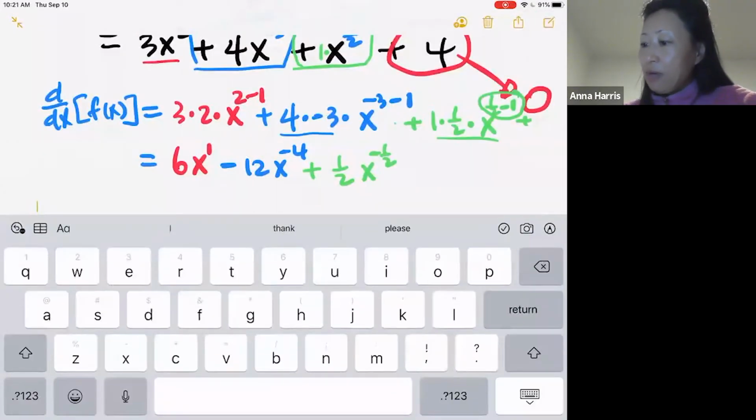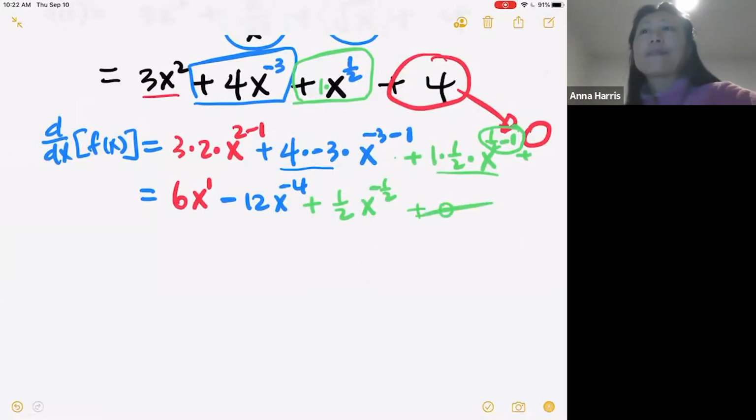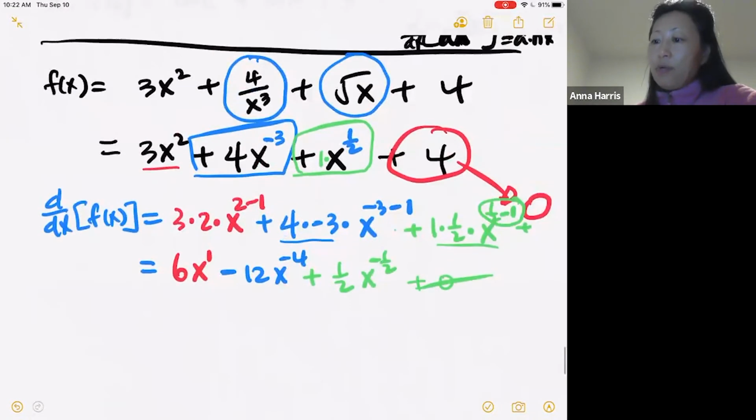Plus 0. I'm not going to worry about plus 0, that's 0. I can just erase it. All right, I'm done. I just need to rewrite this problem again, I need to rewrite it like this.